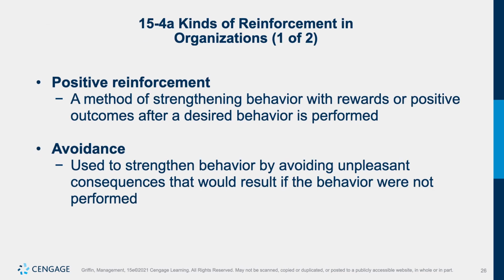Kinds of reinforcement in organizations. There are four kinds of reinforcement that can result from behavior in organizations, and they are positive reinforcement, avoidance, punishment, and extinction. Now, positive reinforcement is about strengthening desired behavior by giving a reward or a positive outcome after a desired behavior is performed. And this may come in forms of praise, promotions, pay increases, right?